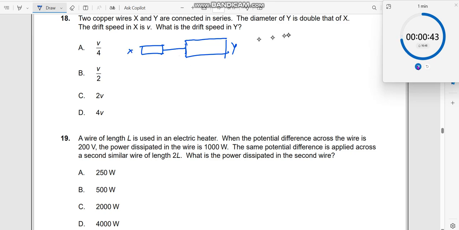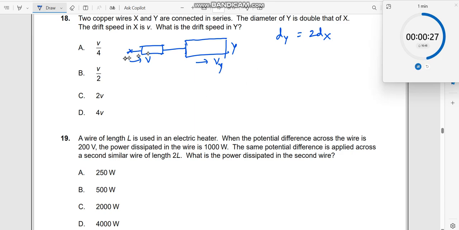It says the diameter of Y is 2 times the diameter of X, which means Y is thicker than X. The drift speed in X is V. Here it is V. While the drift speed in X is V, what is the drift speed in Y? What is this value here? Vy is equal to what?